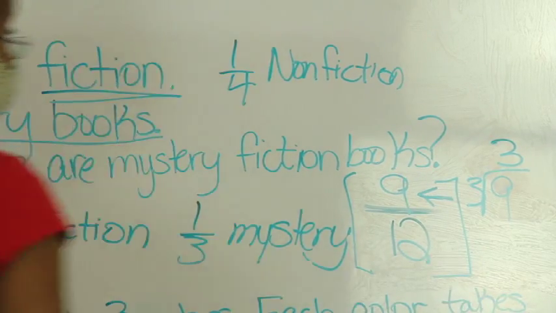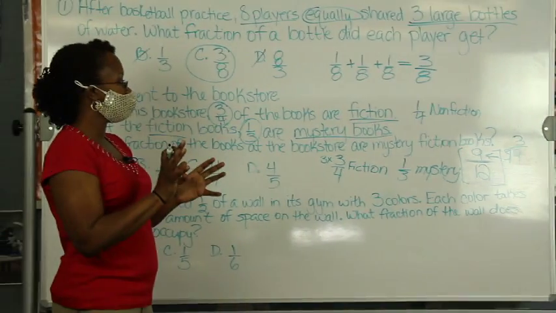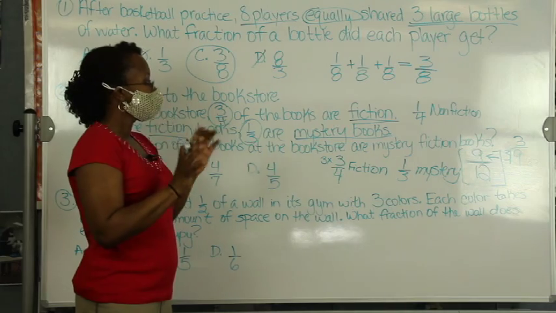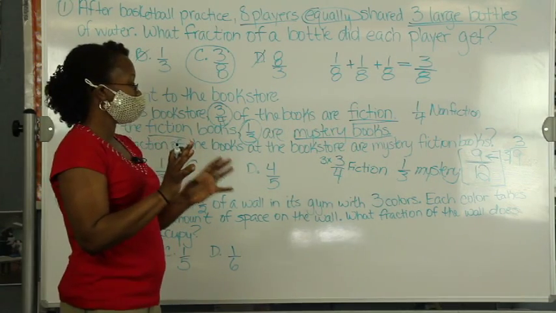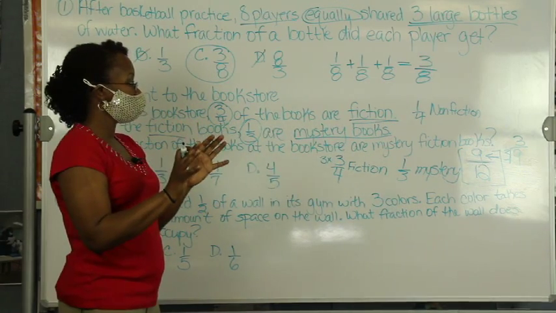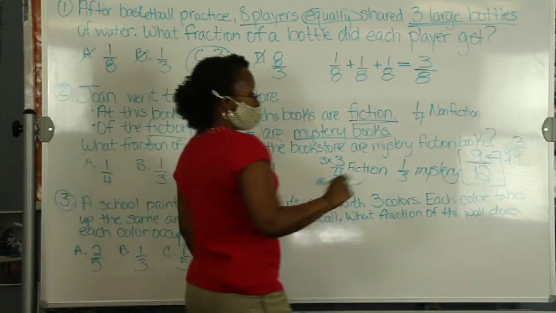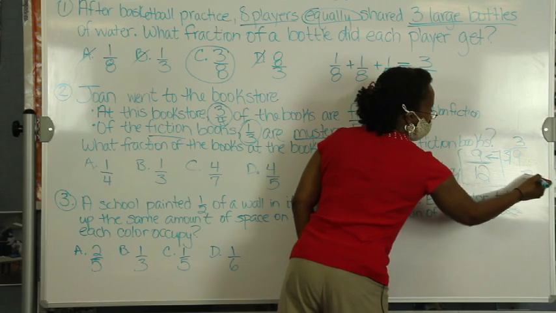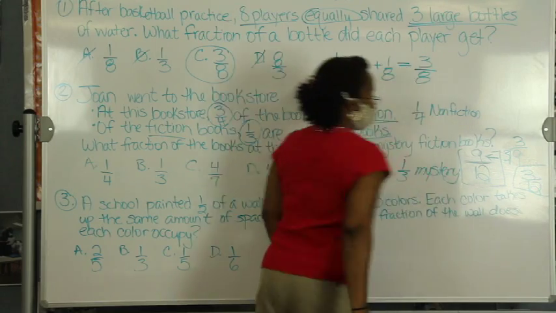So what it's saying is out of the 9 books, 3 are going to be mystery books. So for every 9 books, 3 are going to be mystery books, okay? So if we know that 3 are going to be mystery books, that means 3/12 of the books are going to be mystery books.